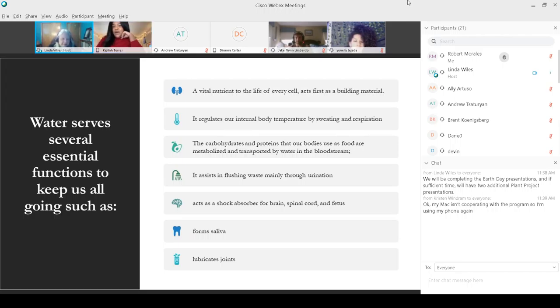Water serves several essential functions to keep us all going. It is a vital nutrient to the life of every cell, and it acts first as a building material. It regulates our internal body temperature by sweating and respiration. The carbohydrates and proteins that our bodies use as food are metabolized and transported by water in our bloodstreams. It assists in flushing waste, mainly through urination, acts as a shock absorber for the brain, spinal cord, and fetus. It forms saliva and it lubricates joints.